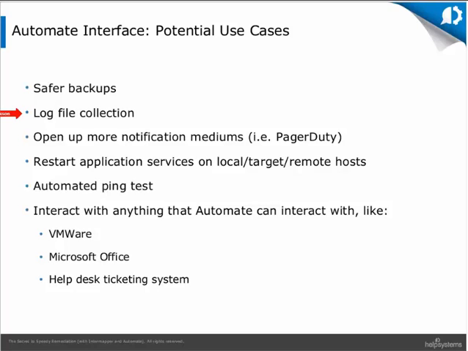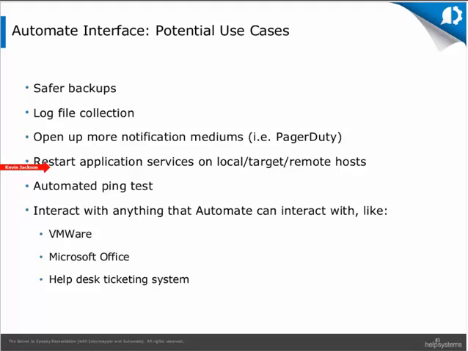Intermapper generates log files with all the events that we capture. Being able to move log files off of your Intermapper instance onto another server to offload some of the storage requirements. Being able to open up other notification mediums. If you have external or third-party software that you use to alert you, you can use that third-party software with the Automate product in conjunction with Intermapper to be your alerting mechanism or your alert operation.